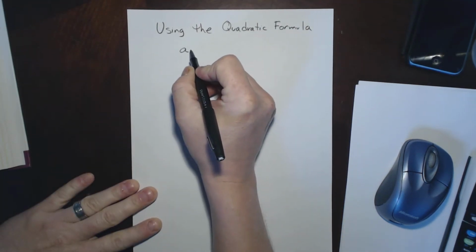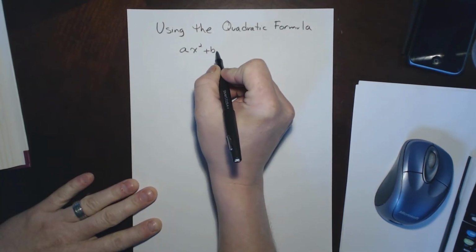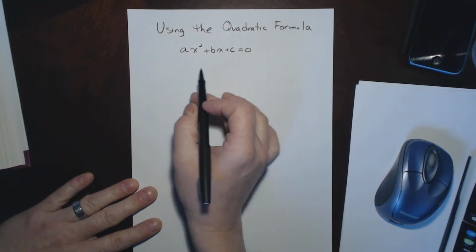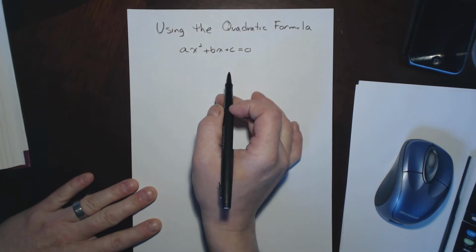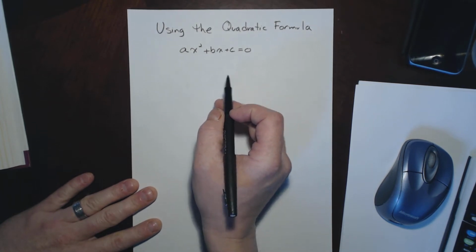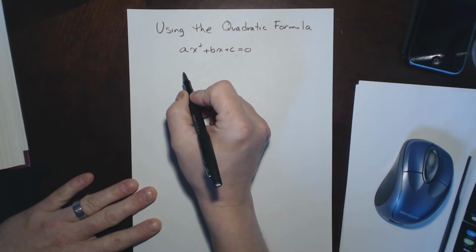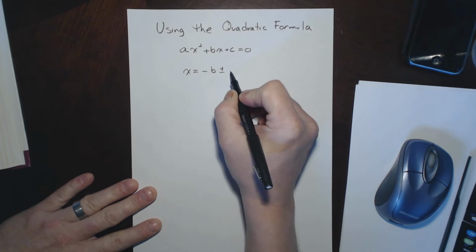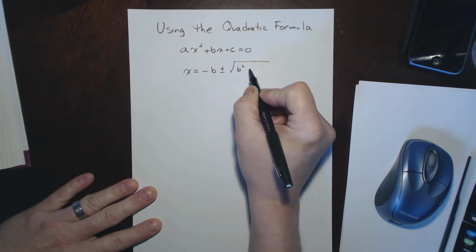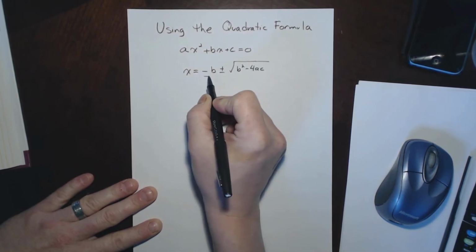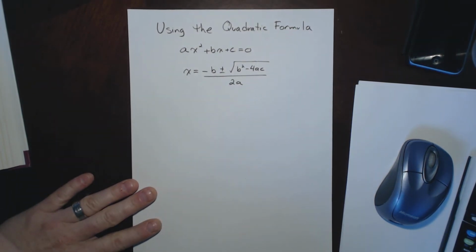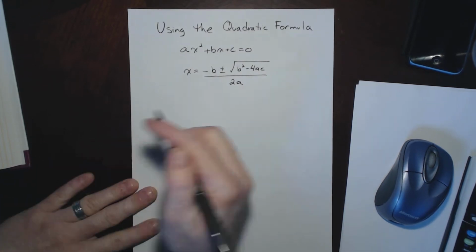Start with a quadratic equation where we have ax squared plus bx plus c is equal to 0. If we take this equation and solve for x using the technique of complete the square, we will end up with x equals minus b plus or minus the square root of b squared minus 4ac all over 2a. This is something that you should memorize, a formula you will use a lot more later on.